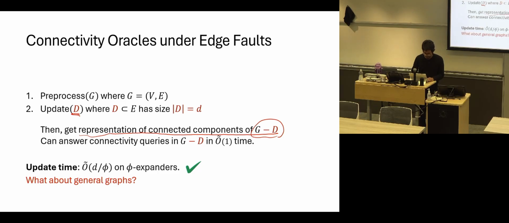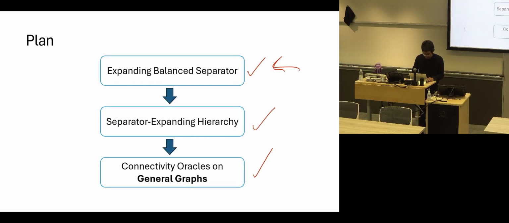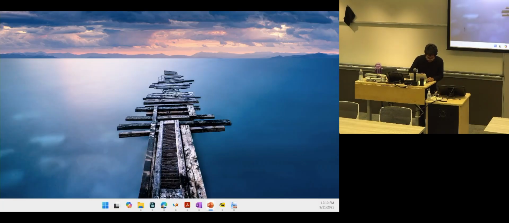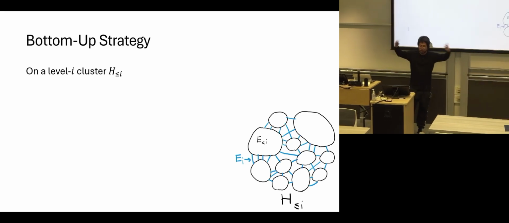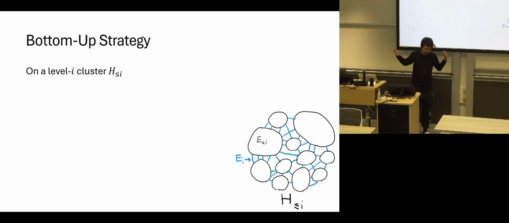Okay. Go to general graph. So the strategy that we're going to use is the bottom-up strategy. You have a whole graph, you have a hierarchy. Given a batch update D, you try to deal with the bottommost hierarchy first, and then go up to the next level.